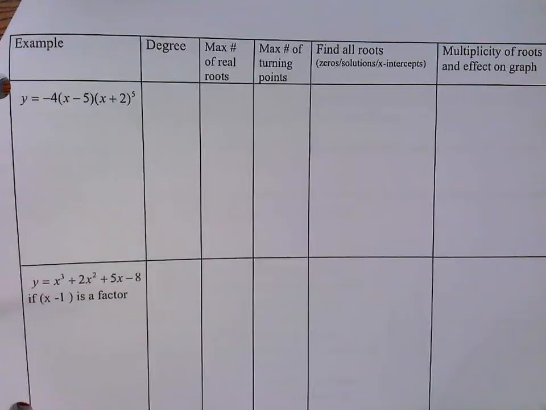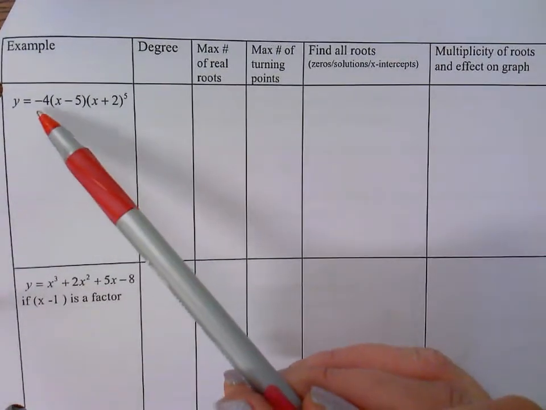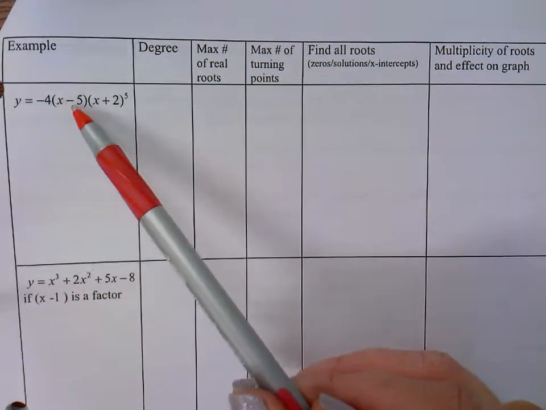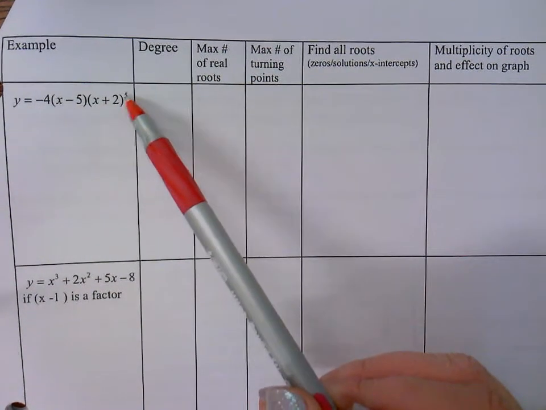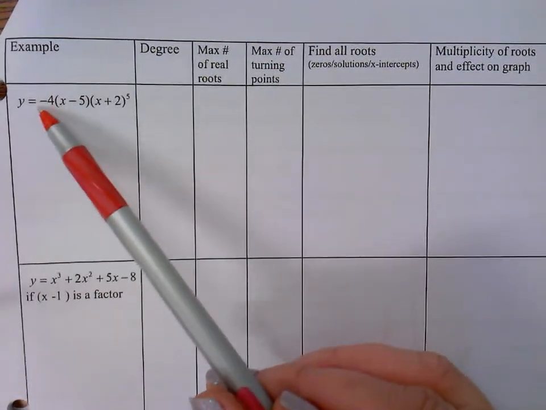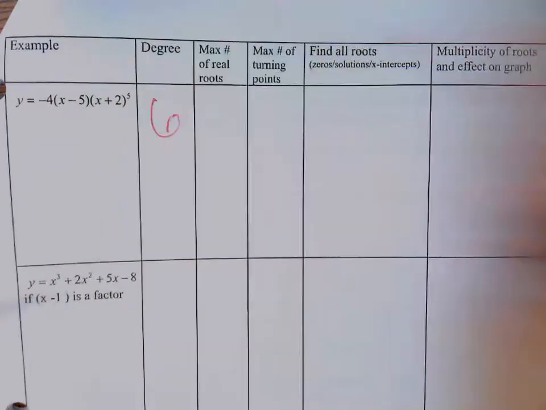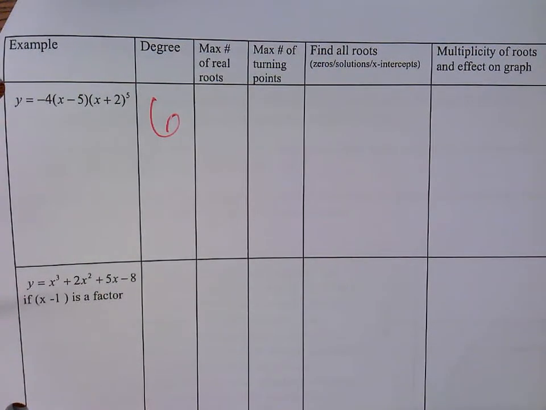We can go through this whole row of information. So here's my example, -4, x minus 5, x plus 2 to the 5th. What's the overall degree of this polynomial? X times x to the 5th would give me a 6th degree polynomial, right? If you multiplied out all your x's, you'd have x to the 6th. Oh, and you want to pay attention for these last two examples.